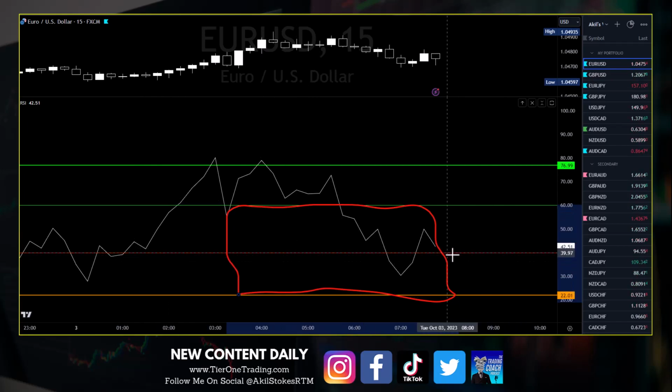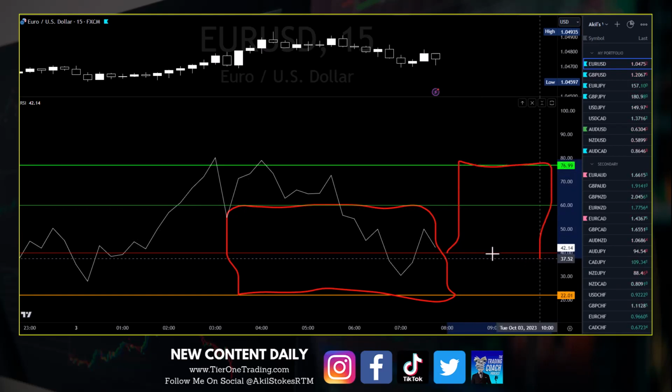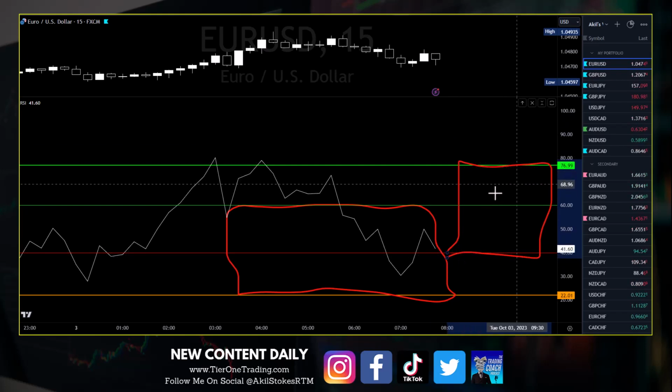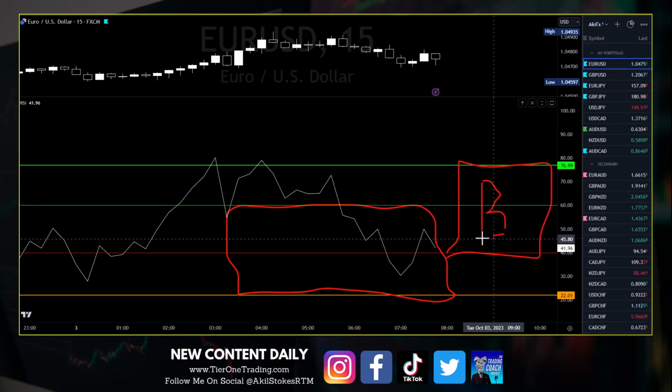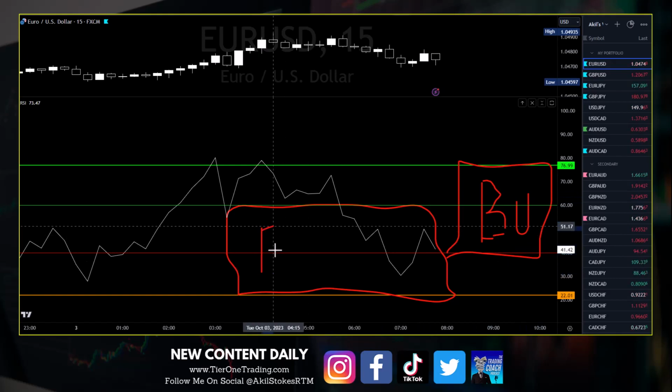A bullish trend should remain between our 40, and it's really like 33. I'm not going to get into big details with numbers, but it should remain between our 40 and our 80, right? So this is our bullish zone, and this is our bearish zone.